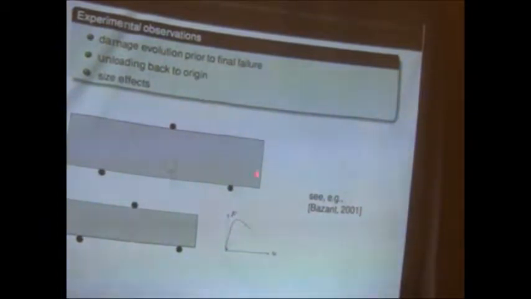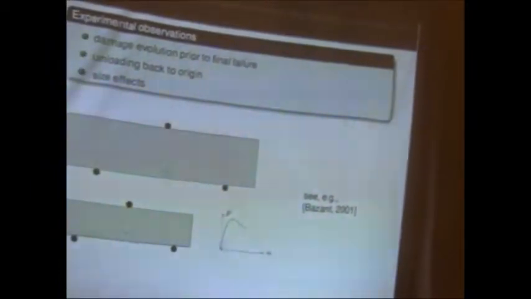if we have a look at a typical load displacement curve, we have an elastic regime and then a kind of hardening regime and softening. This is similar to what we observe, for instance, in plasticity. What allows us to classify this as quasi-brittle is the unloading path, which goes back to the origin.